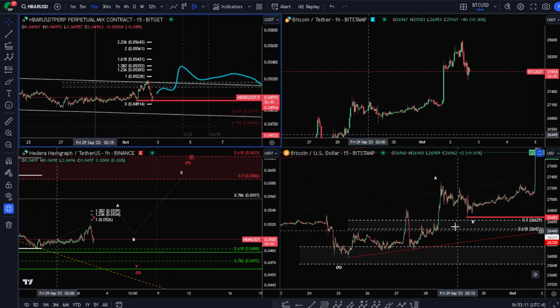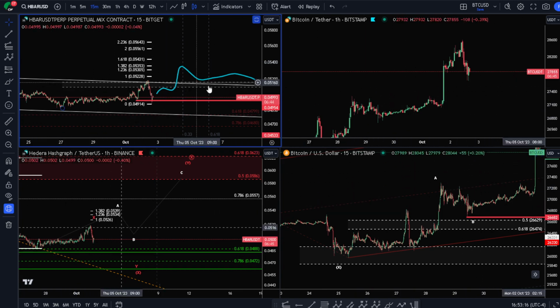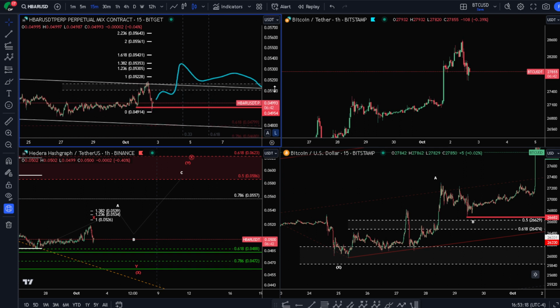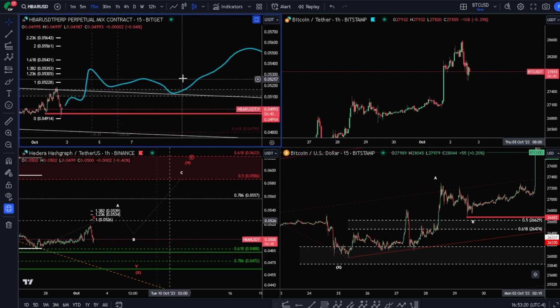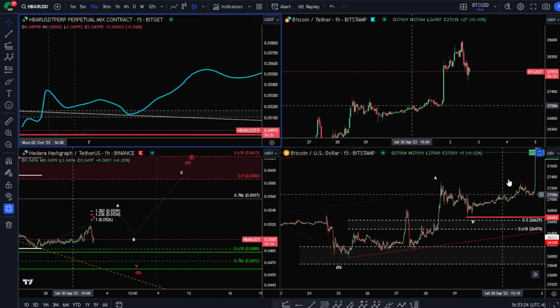If you compare the top left with the bottom right, we'd get that move up, then get a correction down for our B wave around the 50, like so.